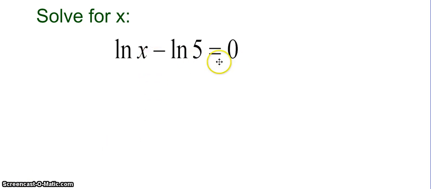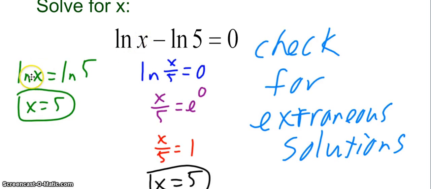Natural log x minus natural log of 5 equals 0. Go ahead and solve this. Again, multiple techniques. Pause the video, unpause when you're ready to check. Okay, so the simplest thing to do here is to add natural log of 5 to both sides. So then I get natural log of x equals natural log of 5. So then by properties of equality, I know x has to equal 5.